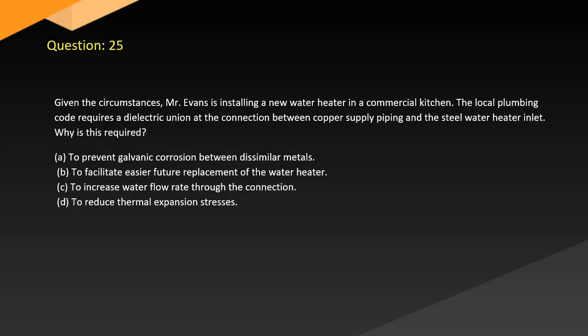Question 25. Given the circumstances, Mr. Evans is installing a new water heater in a commercial kitchen. The local plumbing code requires a dielectric union at the connection between copper supply piping and the steel water heater inlet. Why is this required? A. To prevent galvanic corrosion between dissimilar metals. B. To facilitate easier future replacement of the water heater. C. To increase water flow rate through the connection. D. To reduce thermal expansion stresses.